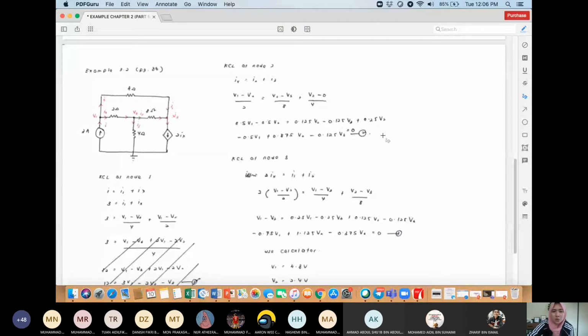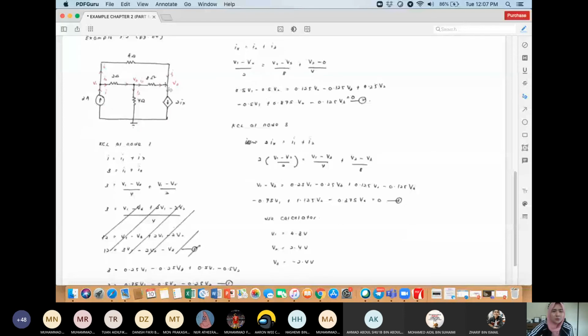So this is equation 2. Because you have 3 nodes, you need to have 3 equations. So for the last equation, you do the KCL at node 3. Node 3 is over here, this is 2Ix. 2Ix is equal to I1 plus I2.